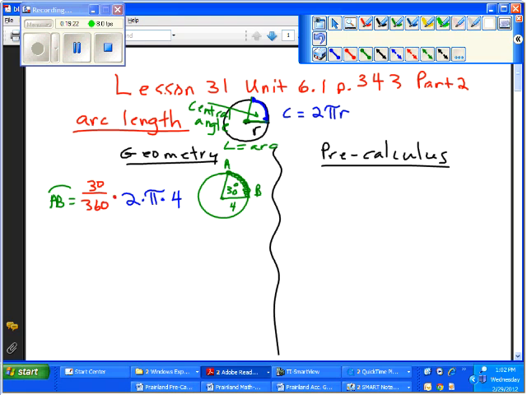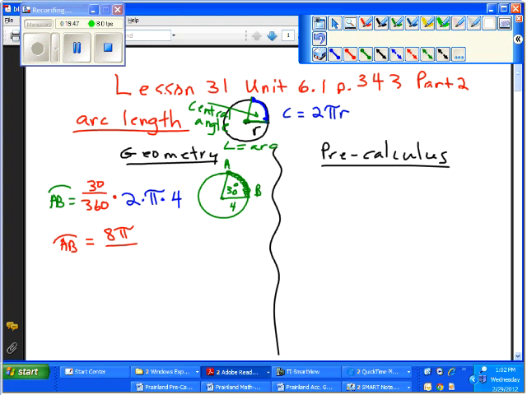360ths of it. So in geometry we said, well, we have a fraction of the circumference. A fraction of the circumference. And then we solved that. And so we just stuck that in the calculator, and we had arc AB is equal to 1/3 of 8, so we'd have 8 pi over 3.